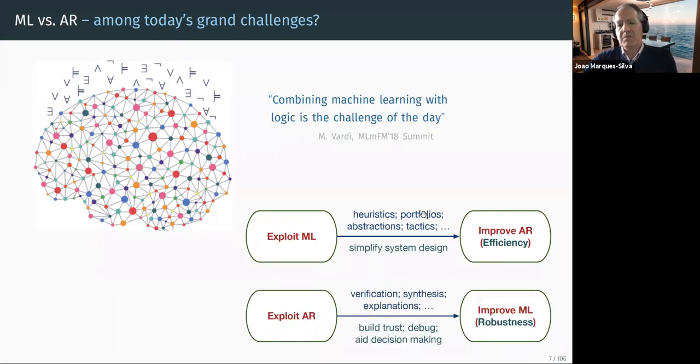And whereas the first one can be seen as a way to improve system design or simplify system design, sometimes it is difficult for humans to pick the right automated reasoner configuration, and machine learning here can be very useful. On the other hand, what we have been doing is to exploit automated reasoners to build trust, to help debug, and to support decision making.